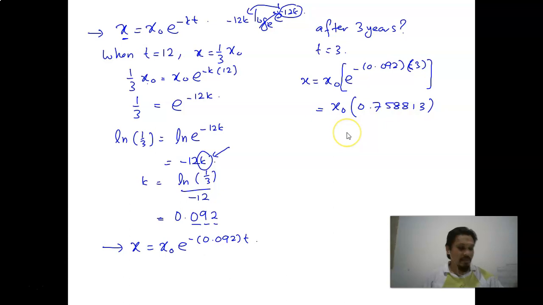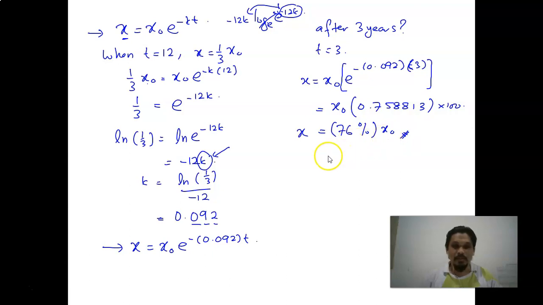So how many percent of the substance? When it comes to how many percent, it means that from this amount we multiply with 100. So then the amount of the radioactive substance after 3 years, which is 0.758813, make it 2 decimal places, which is 76% from the amount of the earliest radioactive substance.